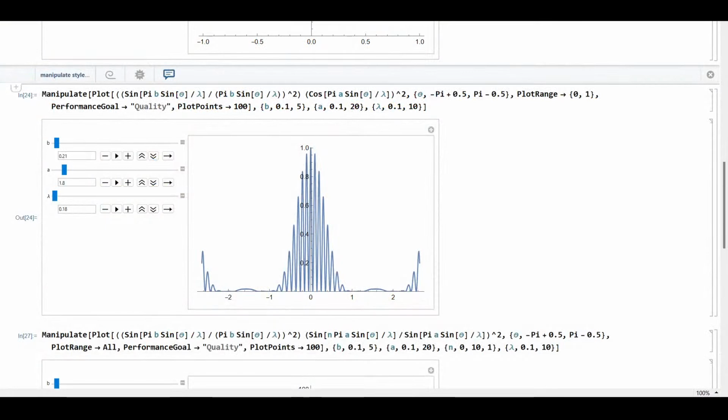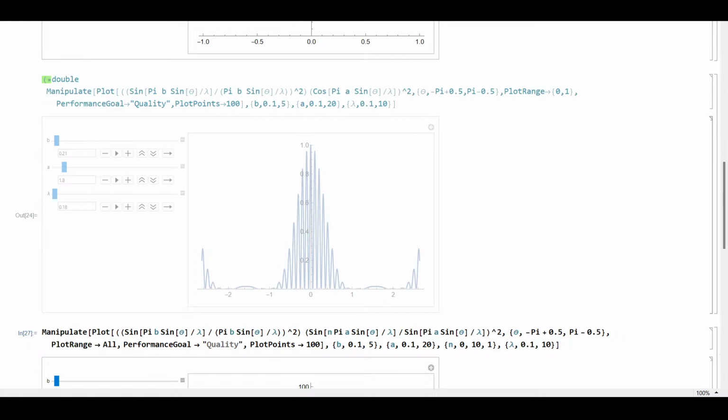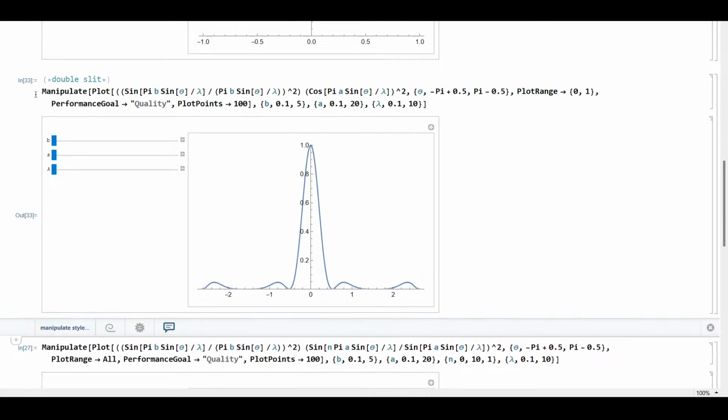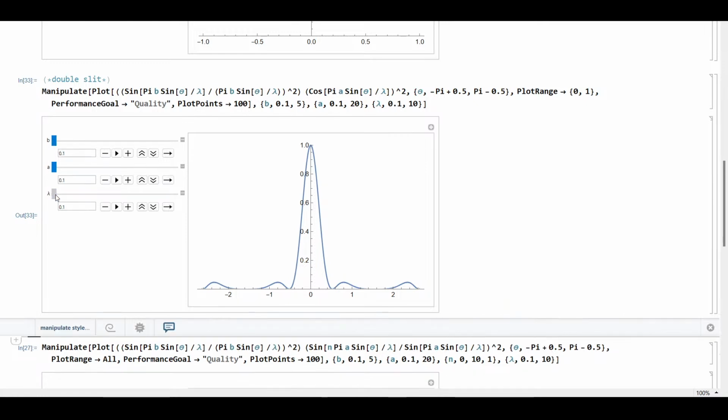Yeah, so here I have the simulations. Let me write down double slit for you. This is for double slit. Let us now change the slit width and separation and see what happens. First, let me increase the slit width. As you see, the diffraction pattern is becoming narrower and narrower.